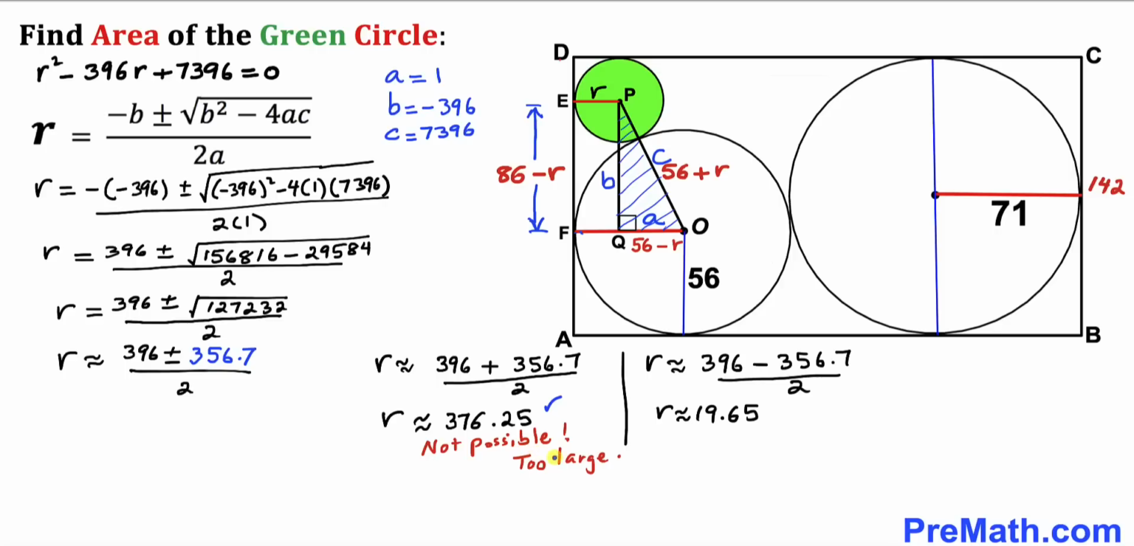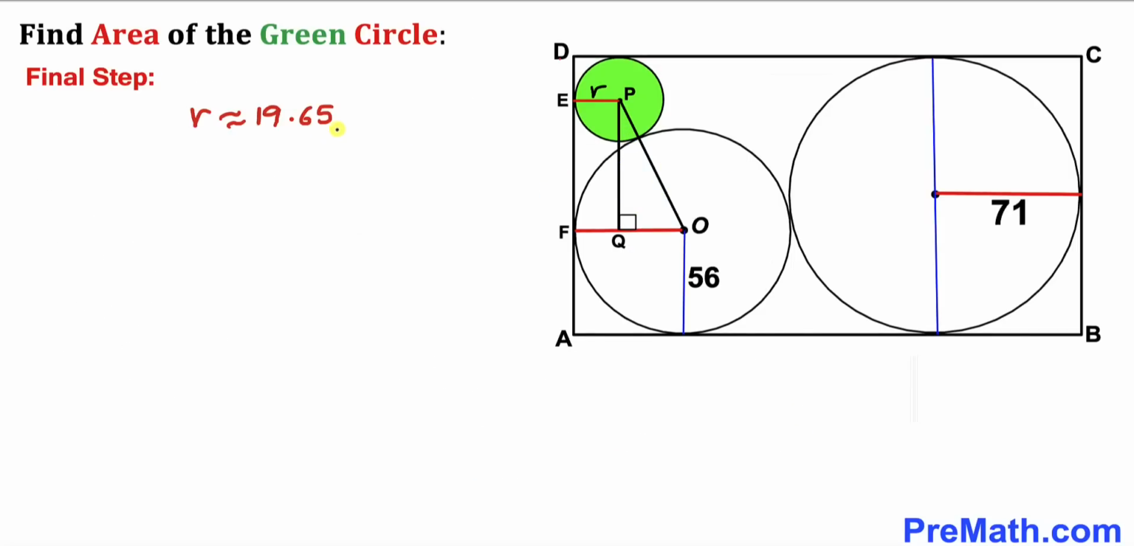Now we can see that this value of r, which is 376.25, is impossible because it is too large. So we are going to reject this value of r, and we are going to accept the value of r which is approximately equal to 19.65. And here's our final step. We figured out the radius r of this green circle, which is approximately equal to 19.65.